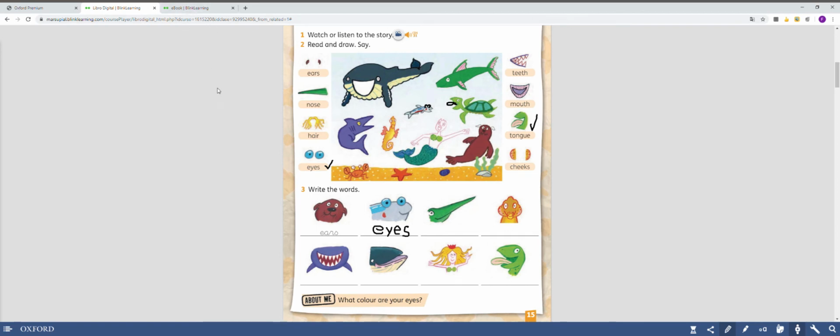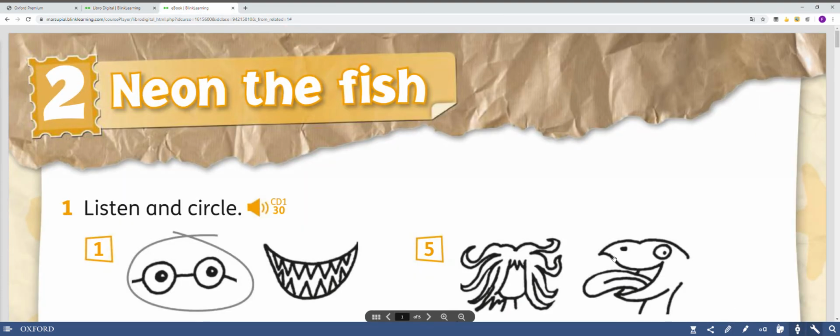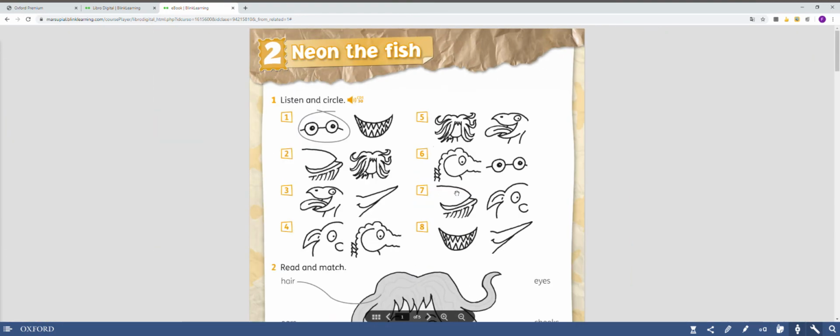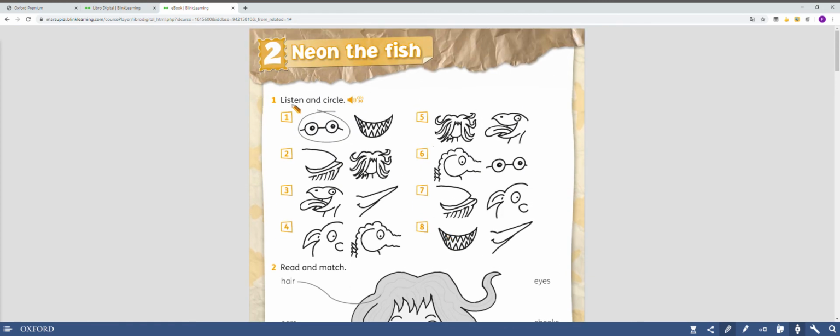Ahora vamos a cambiar de libro. Let's go to the activity book. The activity book on page number 9. Here, I have the following activity. Tenemos la siguiente actividad. Recuerden, page number 9, del otro librito, el más clarito. Aquí tenemos que escuchar y encerrar en un círculo. Esta va a ser nuestra tarea de la semana, y esto es lo que tenemos que mandarle al Mister por el Classroom.